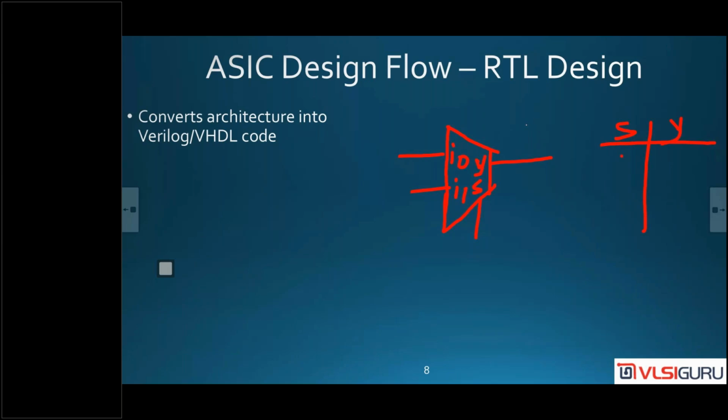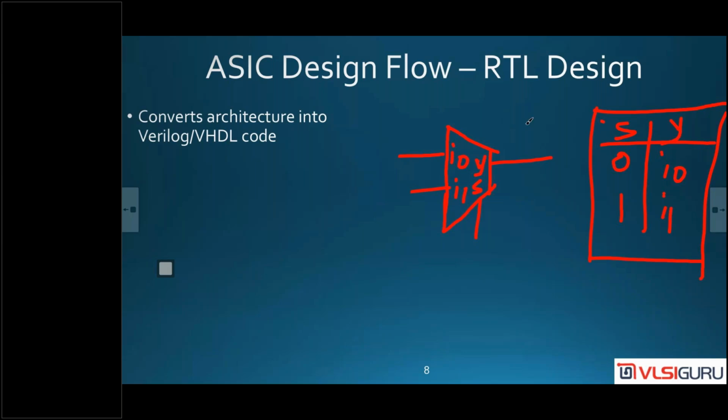If select line is 0, what is output Y? Y is going to take what? I0. If select line is 1, Y is going to take what? I1. This is the behavior of what? Mux. So if you remember this behavior, that is sufficient to describe in Verilog or VHDL. You need not remember the internal structure of that mux.